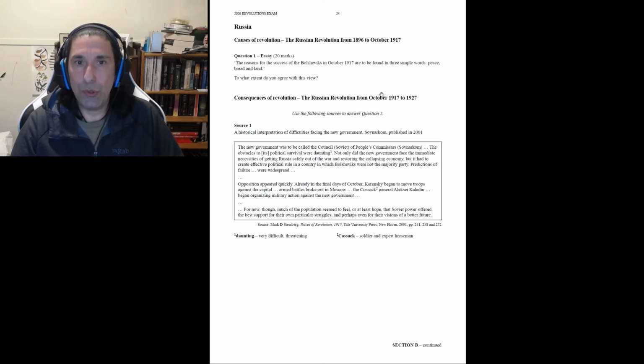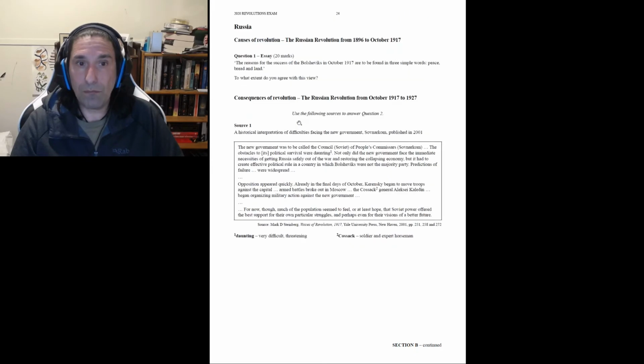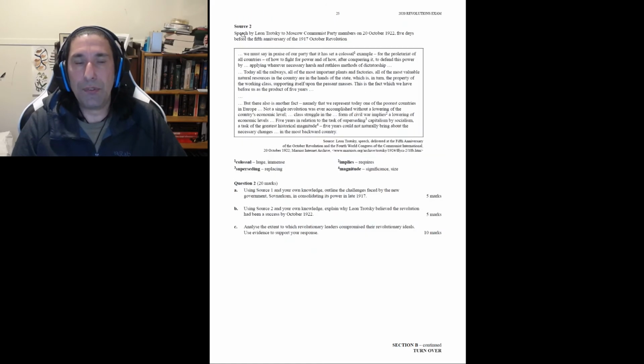Let's get on to section B, part 2. So part 2, source 1, source 2. Only 2 sources here. And the first one is about Sovnarkom. Oh, a historical interpretation of difficulties facing the new government, Sovnarkom. That's source 1. And then source 2, speech by Leon Trotsky to the Moscow Communist Party members on the 20th of October. And so that's source 2.